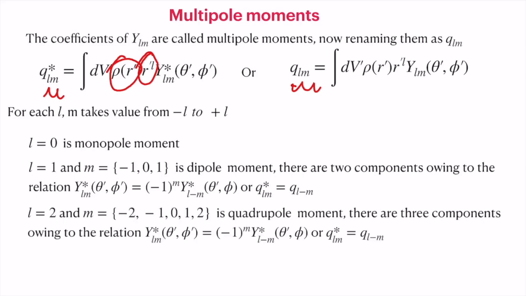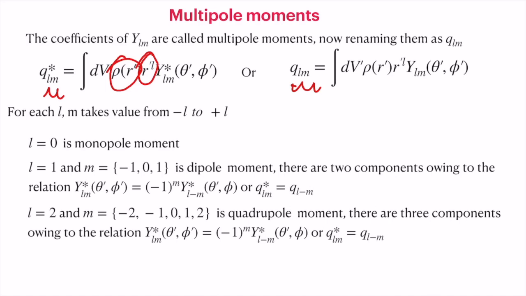So the next one is a quadrupole moment where L is equal to 2. So we have here a set of 5 m's from minus 2 to plus 2. Again, there is a relation between them, which makes only 3 of them independent, and you can express them in terms of each other depending on the properties. So that is how you define the quadrupole.